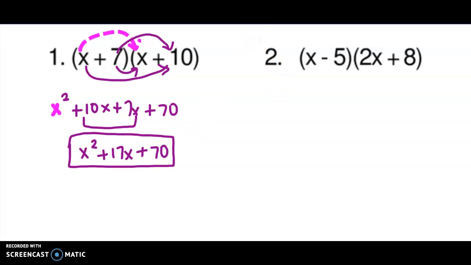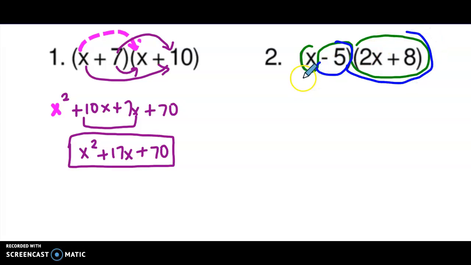Let me go and show the second by doing the distributive property. So I'll take this with the entire second parentheses, and then when I'm done with that, I'll take this with the entire second parentheses. So let me start with x. X times 2x, that would be 2x squared. X times 8, that would be 8x. I'm done with that. Let me go to the other one now.